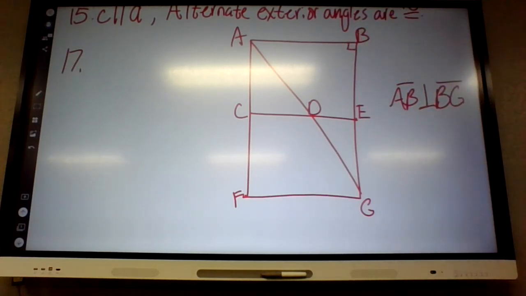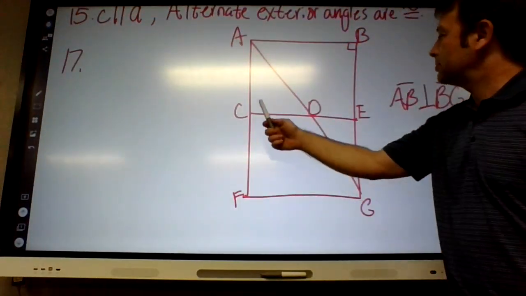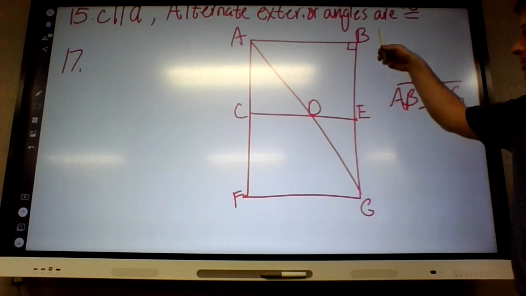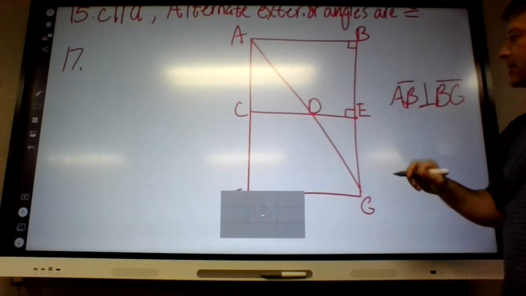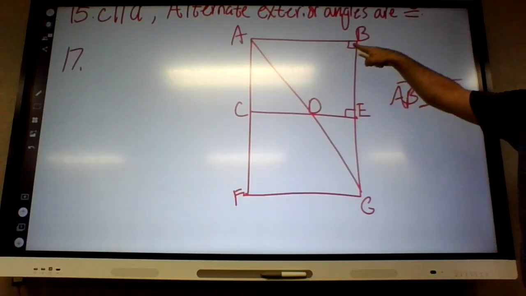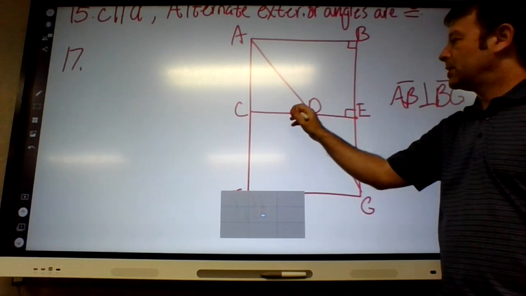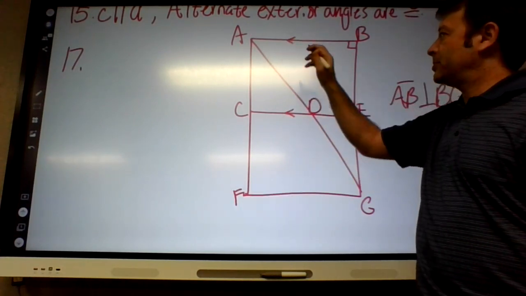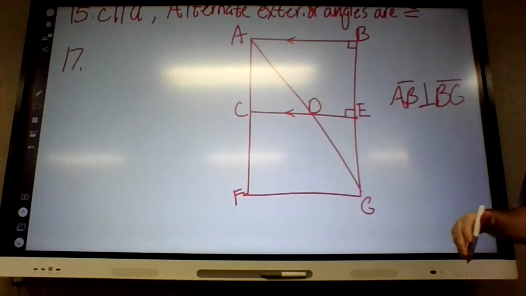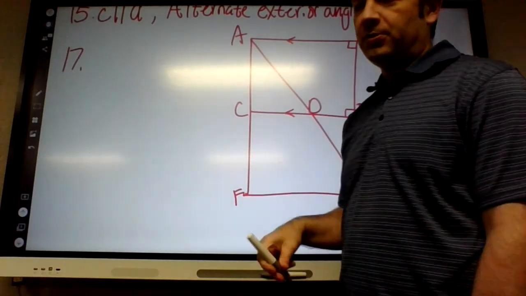It also says CE and BG. So that's these two. That's also 90. Now, if these two angles are 90, what should I know? If two lines are perpendicular to the same line, they have to be parallel. Now, this is a door, so if the lines weren't parallel, you'd have a broken door, basically.